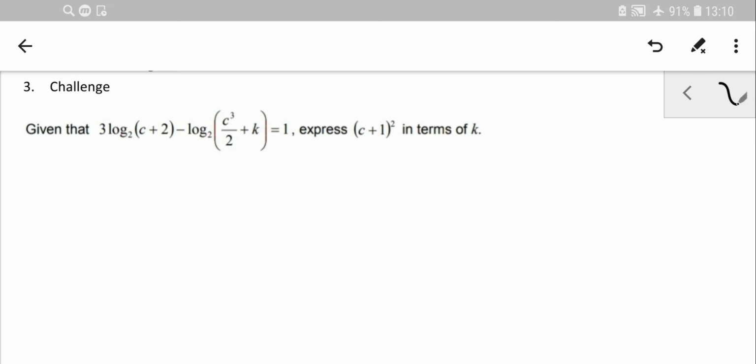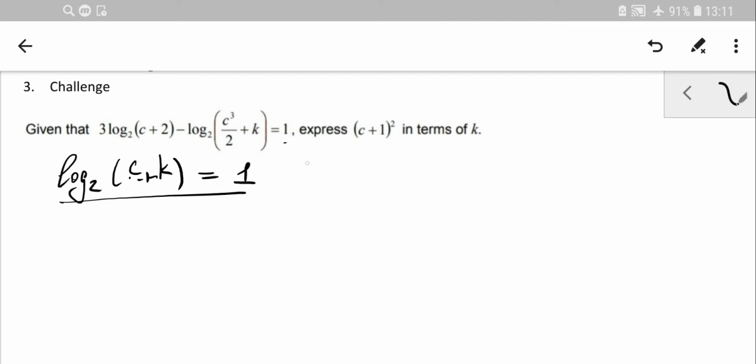Okay, so right now what do you need to do? Obviously you need to simplify and come to an expression something like that: log 2 of some expression with c and k, and that will be equal to 1, the right hand side. So first of all, we need to simplify up to that. So try to get this form first of all. Okay, so we already know how to do that.